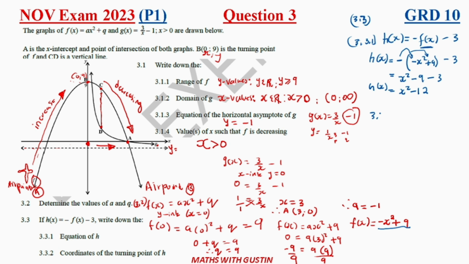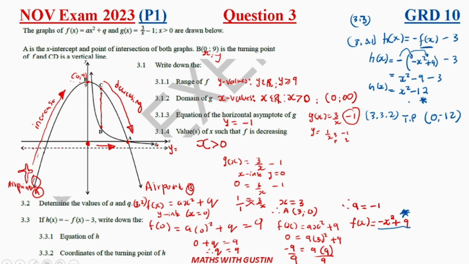All right. 3.3.2, the coordinates of the turning point of h. All right. So now if you have a look at the previous function, what we see here is just that this value, which is here, guys, I hope you can see where I'm writing, just became the turning point. So even in this case, this value here should become the turning point to make our life easy. So our turning point in this case will just have to be equal to (0, negative 12).